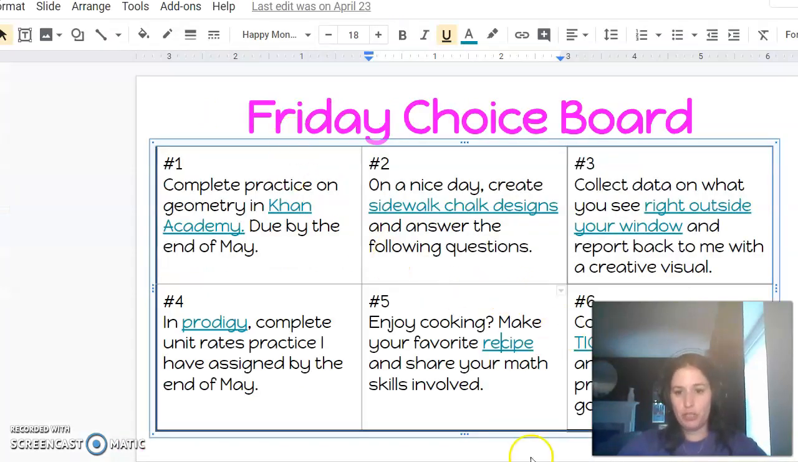With your Friday choice board, I wanted to show you, because last week I had a lot of comments that this is in fact not new. It is. The Khan Academy and the Prodigy activities, when you go in here, are new activities that have been assigned to you. You do not have to complete all of the activities that are assigned. I'm just giving you a lot of options. I noticed last week a lot of you really enjoyed number 5, the cooking option, so I wanted to show you that.